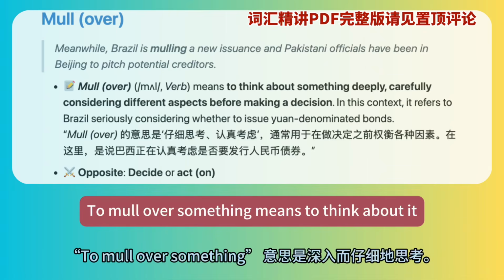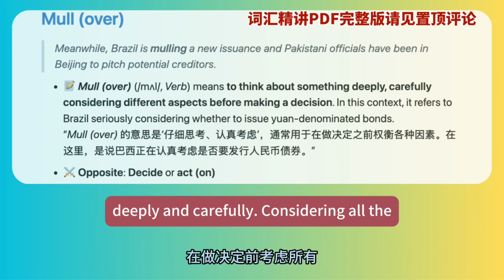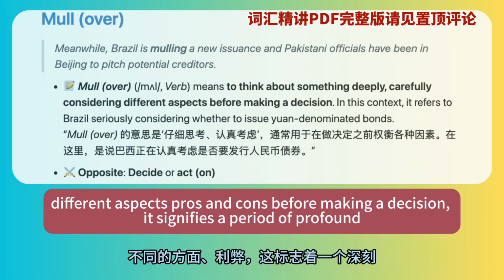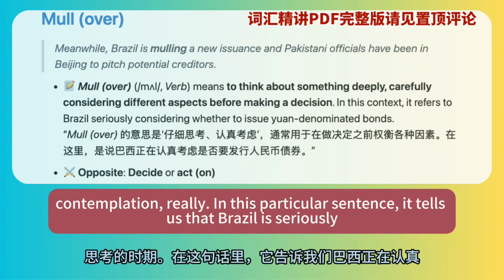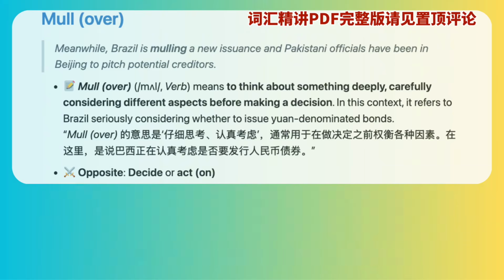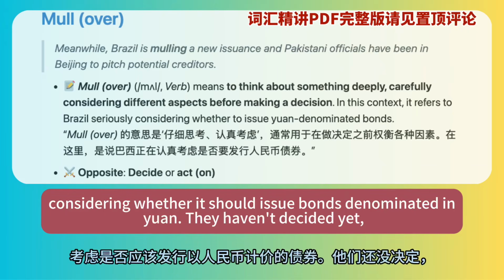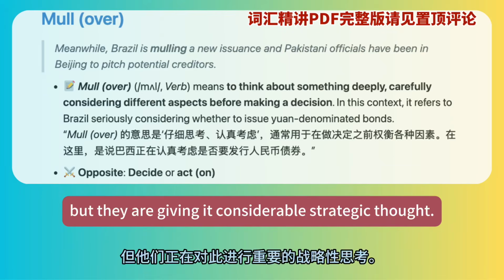It is. To mull over something means to think about it deeply and carefully. Considering all the different aspects, pros and cons, before making a decision. It signifies a period of profound contemplation, really. In this particular sentence, it tells us that Brazil is seriously considering whether it should issue bonds denominated in yuan. They haven't decided yet, but they are giving it considerable strategic thought.